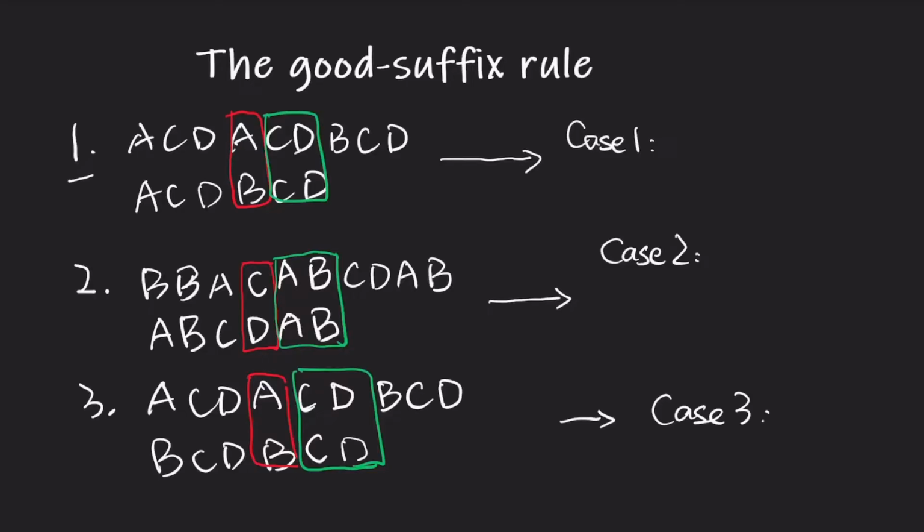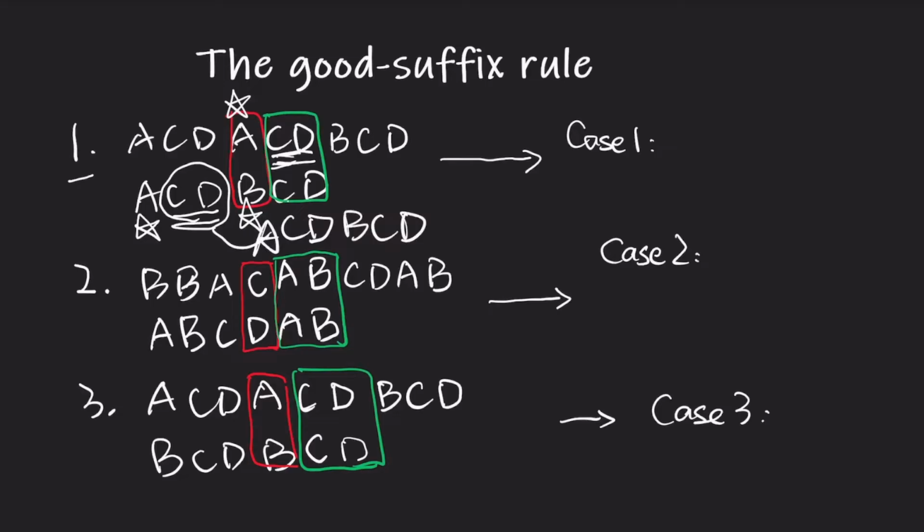Example 1 corresponds to case 1. When there is a suffix, and a mismatch happens here, if the matched chunk happens elsewhere in the pattern string, and if the character preceding it is different from the character preceding the matched chunk, in this case we shift this chunk to here to try to match again. This is case 1.